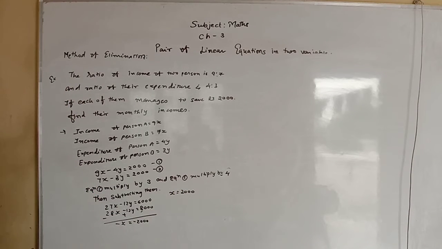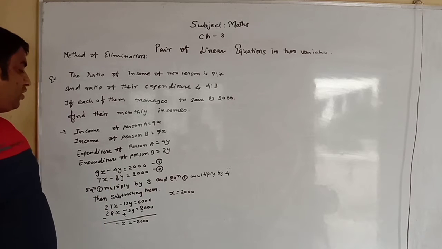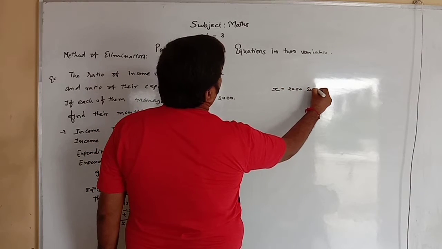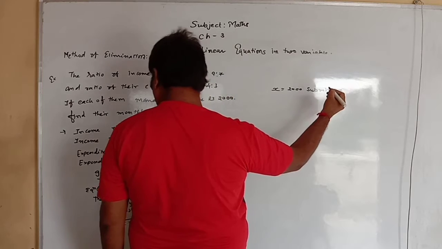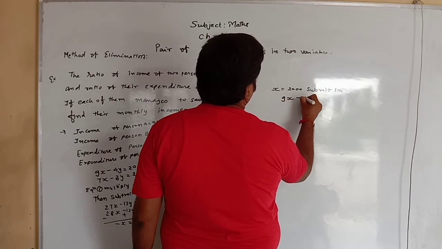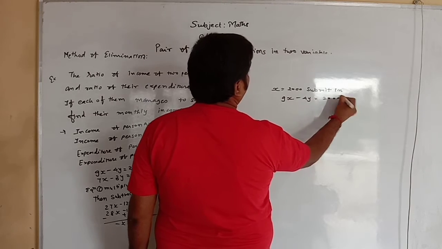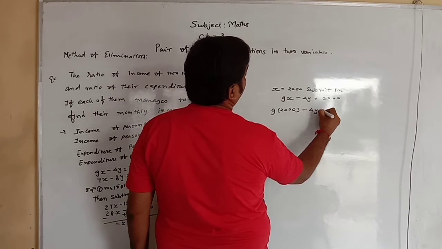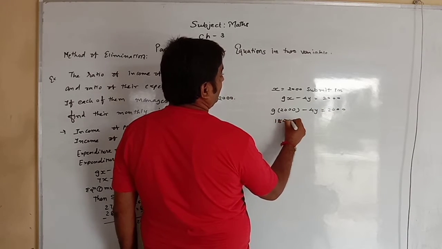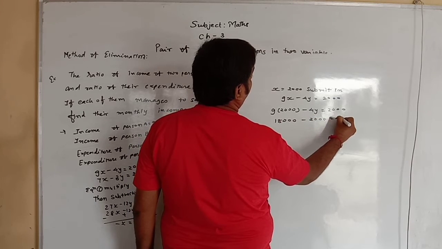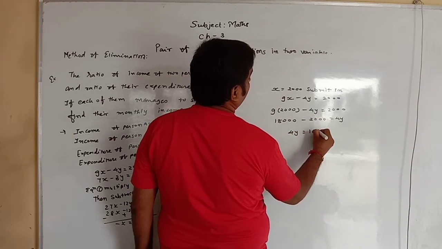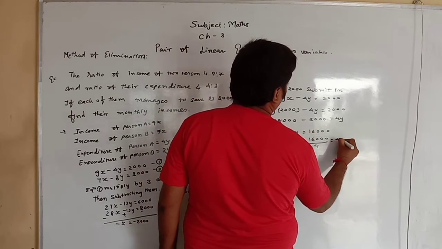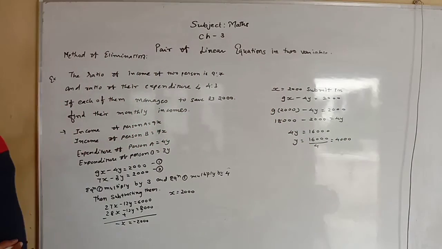Now x equals 2000 we got, and substituting in any of the equations, we can write x equals 2000 in 9x minus 4y equals 2000. So 9 into 2000 minus 4y equals 2000, so 18,000 minus 2000 equals 4y, and so 4y equals 16,000, and y equals 16,000 divided by 4, which is 4,000. So in this way we can get the solution of x and y.